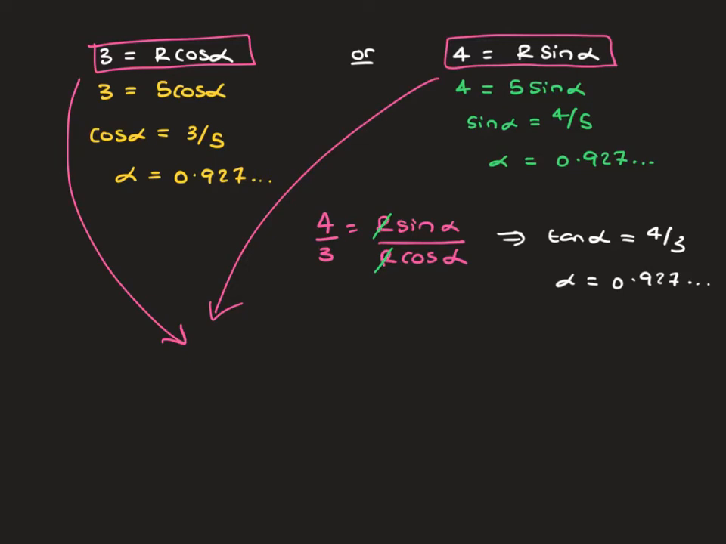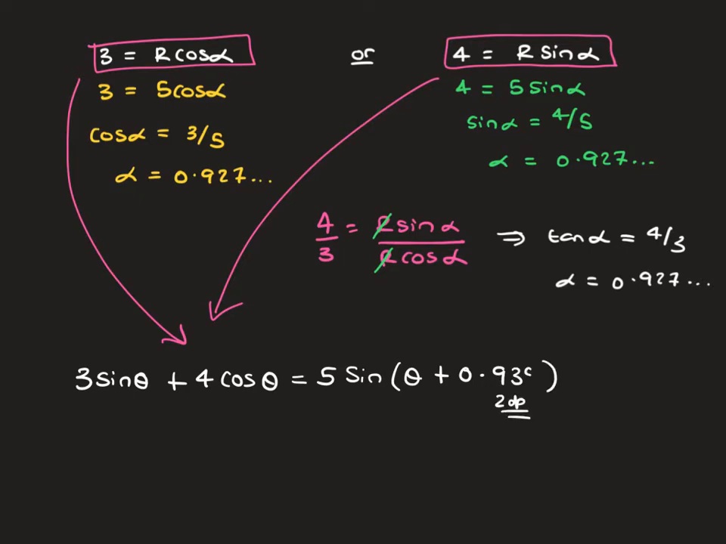So going back to the original question, this tells me that 3 sine theta plus 4 cos theta can be expressed in the format 5 sine of theta plus 0.93 radians to 2 decimal places. So we've expressed a sum of a sine function and a cosine function as a single sine function, which involves a translation and a stretch.